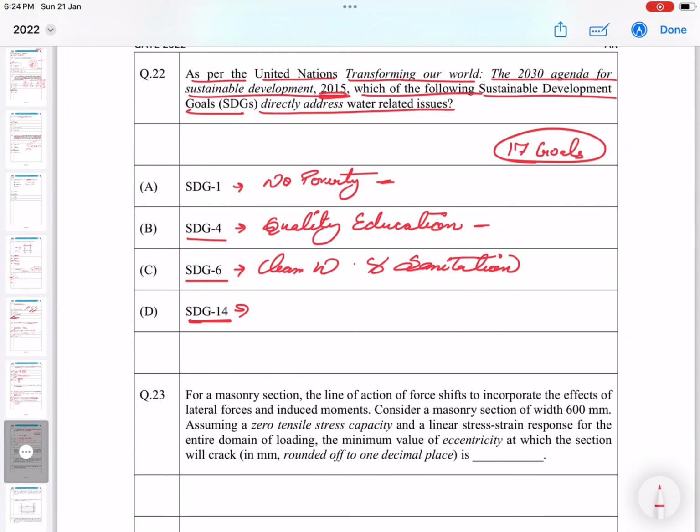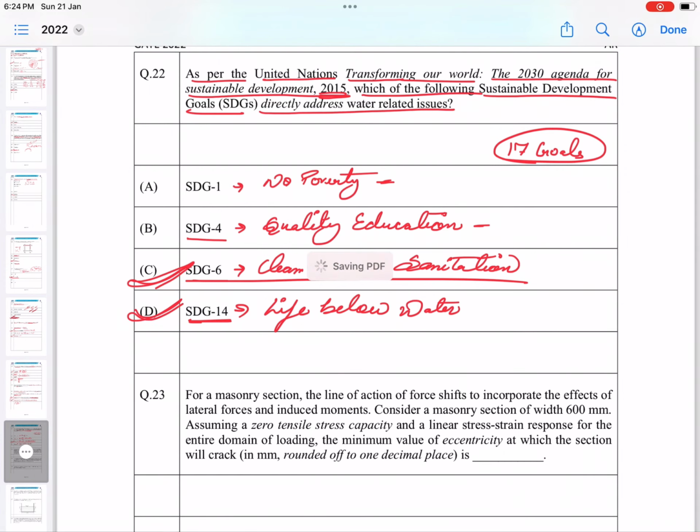As for SDG 14, it's again a water related issue. It is life below water. So these two are directly linked with the water related issue, C and D.